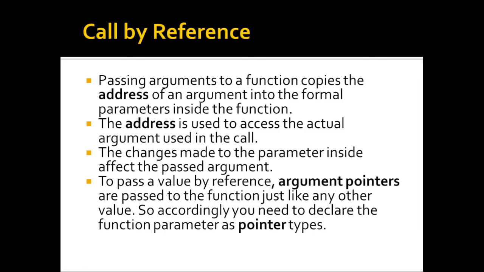To pass a value by reference, argument pointers are passed to the function just like any other value. So accordingly, you need to declare the function parameters as pointer types. That's the difference: the parameter should be of pointer type. So let's now try to demonstrate that.